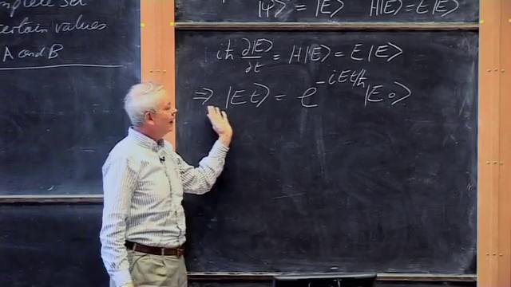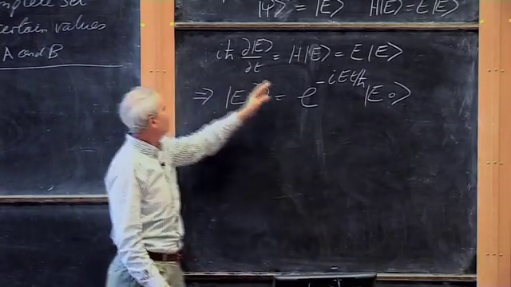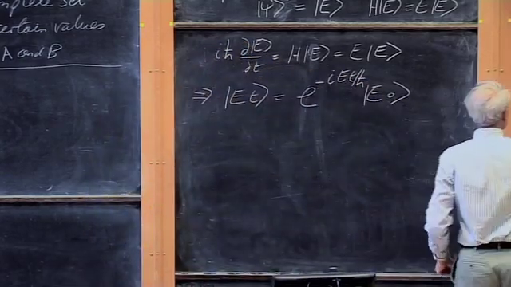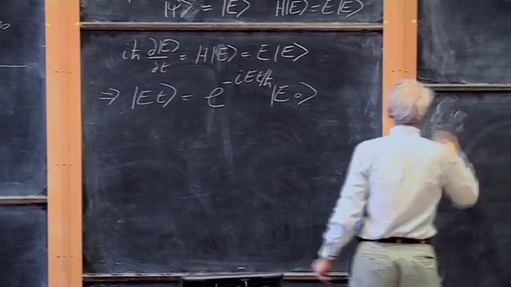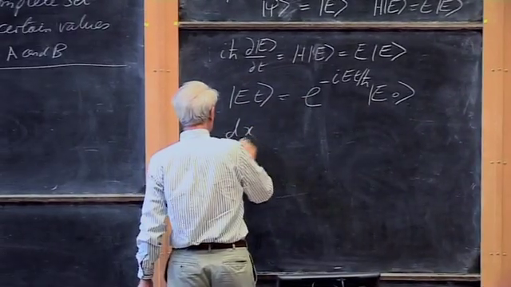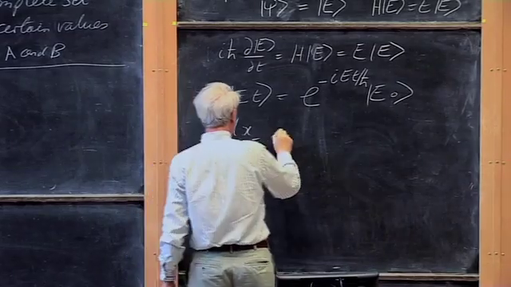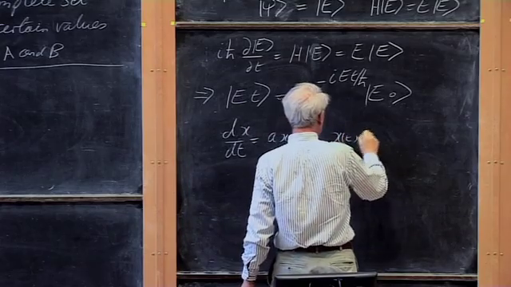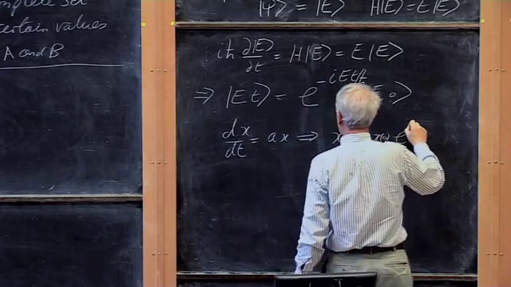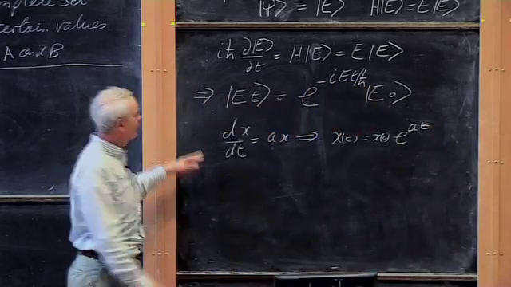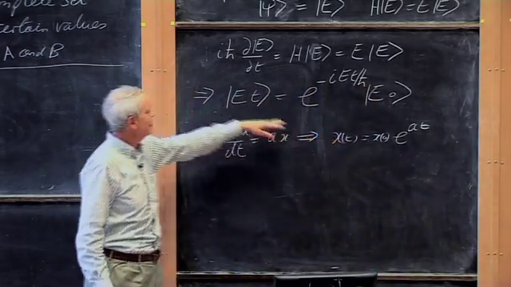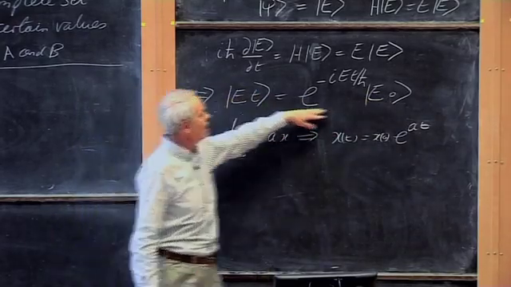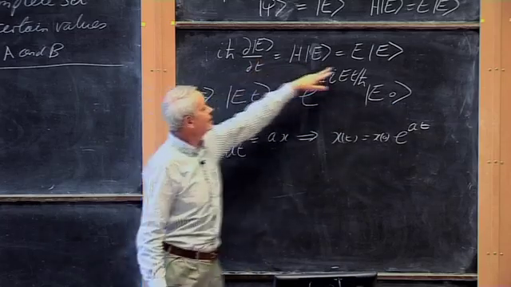So I feel entitled to write this down on the basis of just boring classical mathematics, which says that if I know that dx/dt, where x is some variable, is equal to ax, that implies that x(t) is equal to x(0) e^(at), right? So this familiar result inspires me to write this down. I can now trivially check by differentiating this right-hand side that it satisfies this differential equation, right?